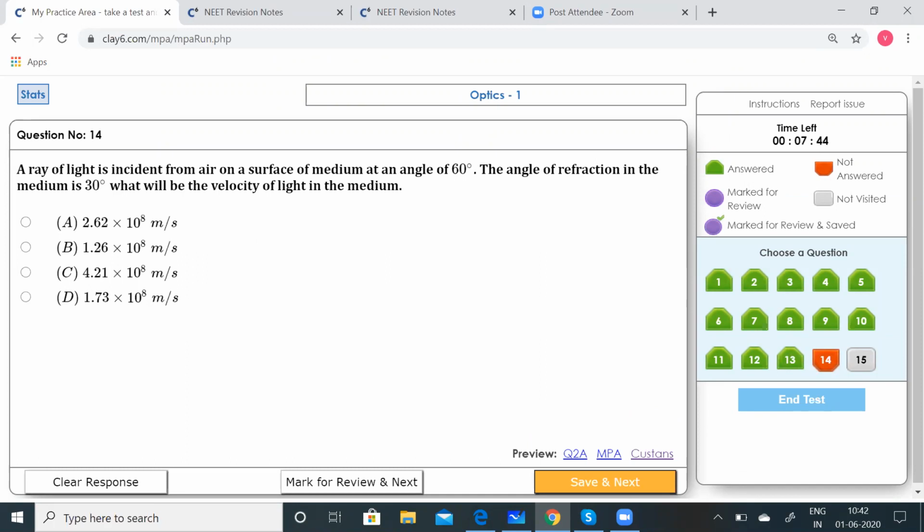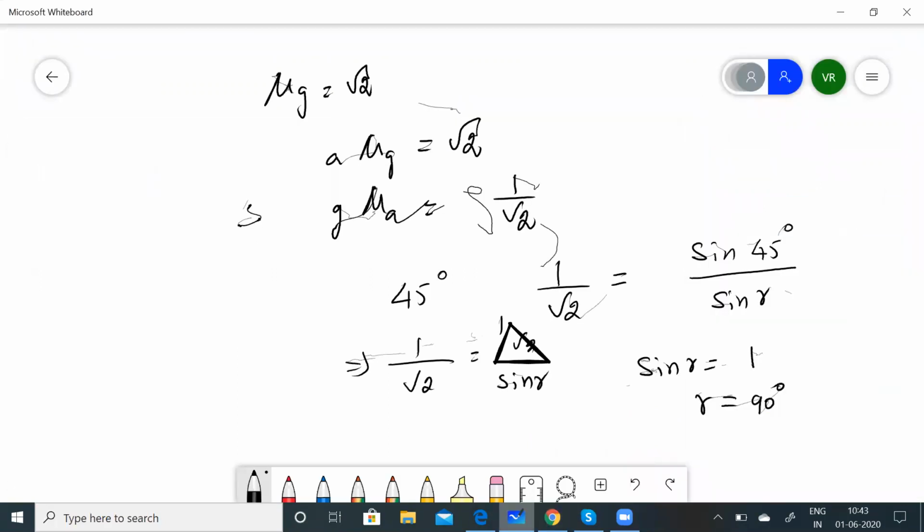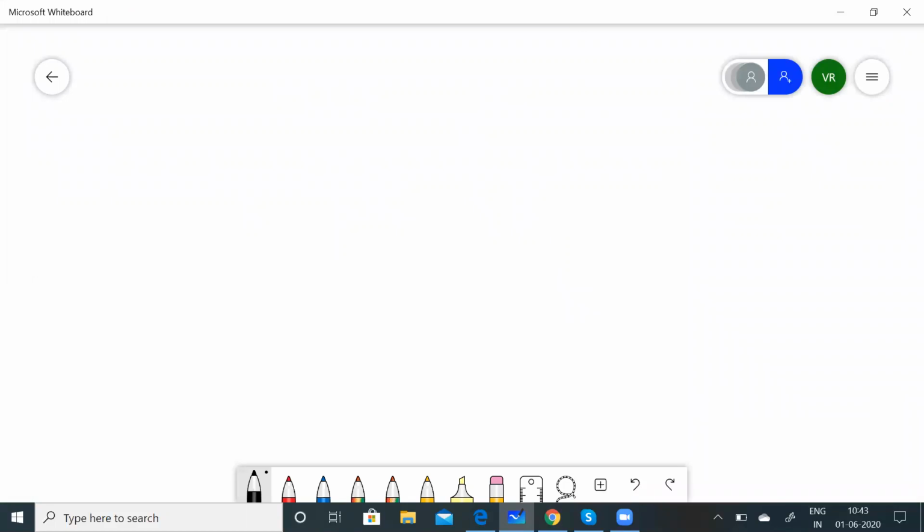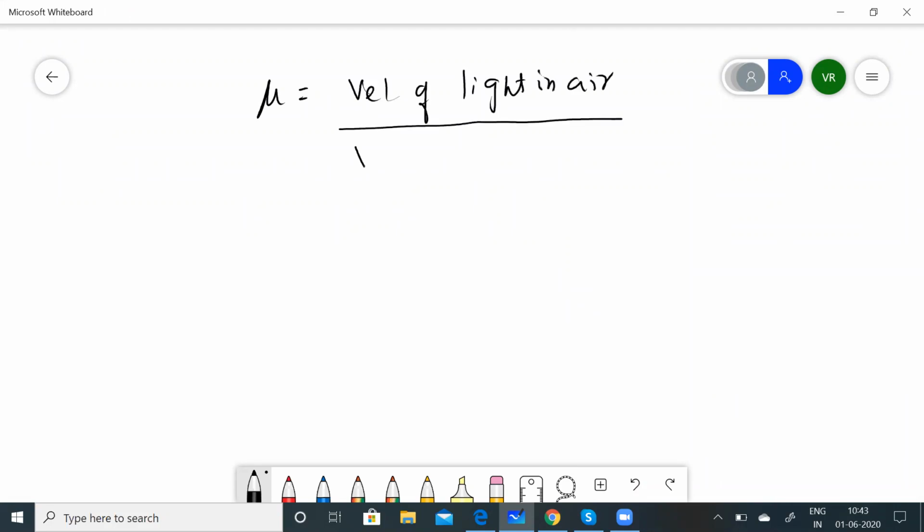The 14th one. A ray of light is incident from air on a surface of a medium at an angle of 60 degrees. The angle of refraction in the medium is 30 degrees. What will be the velocity of light in the medium? Let's quickly calculate. Now, you know, mu is equal to velocity of light in air by velocity of light in the medium.